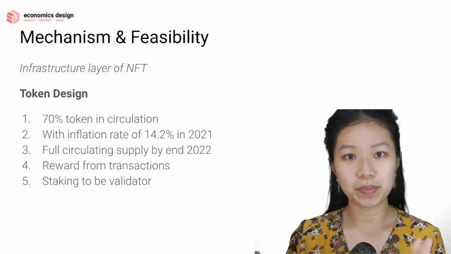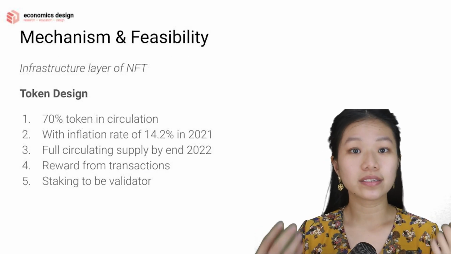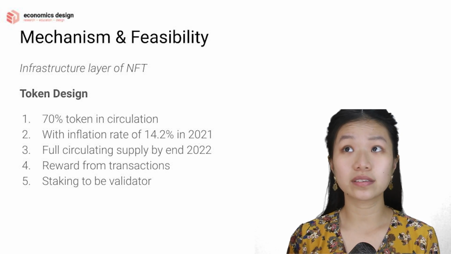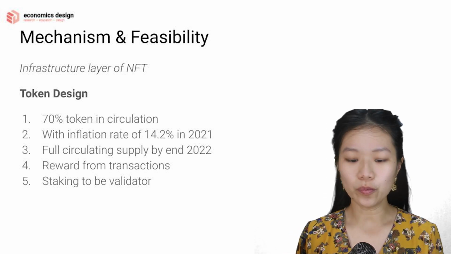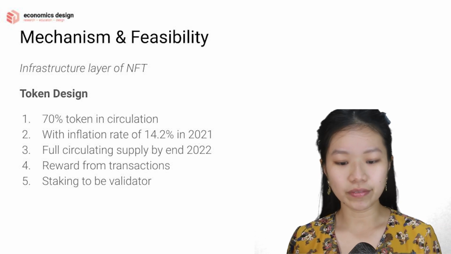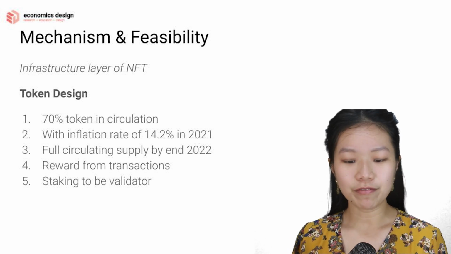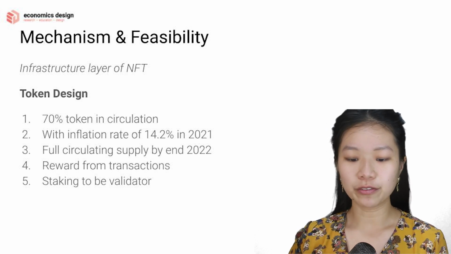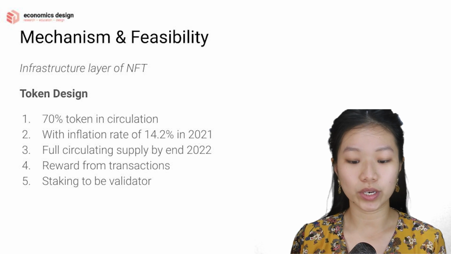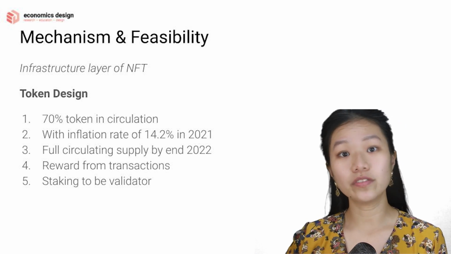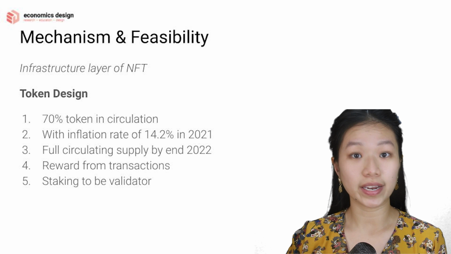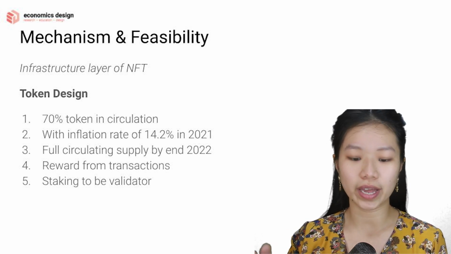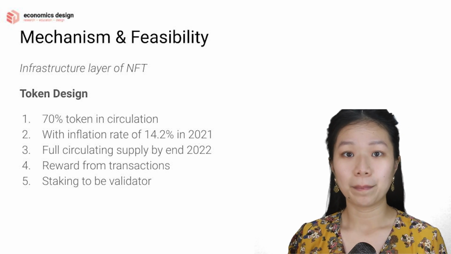So I want to dive a little bit deeper into the token design, especially the supply of the tokens available. So right now, the project started about 2.5 to 3 years ago, and right now there's 70% of the tokens in circulation. The inflation rate is about 14.2% by the end of this year, and the full circulating supply will end in 2022. So a lot of these rewards will be given to these validators and stakers, and token holders also get different rewards from transactions by being a validator.